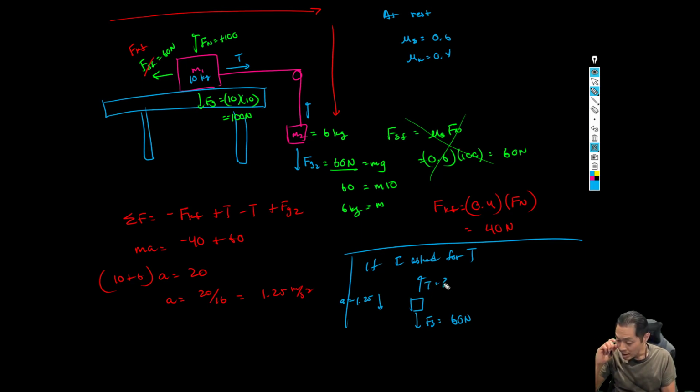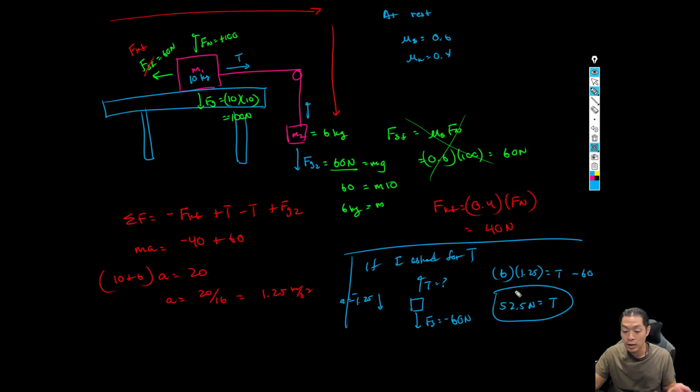The only thing you have to be careful of is this is down and this is down, so these two have to have the same sign. You can make them both negative, but they both need to be the same. So the mass of this one was 6, times 1.25 equals T minus 60. So 6 times 1.25 is negative 7.5, plus 60 will give me a tension of 52.5. So if I ask for tension, that's how you would find it.